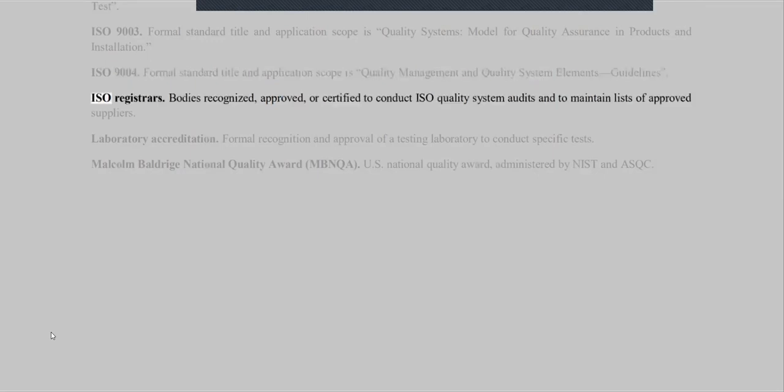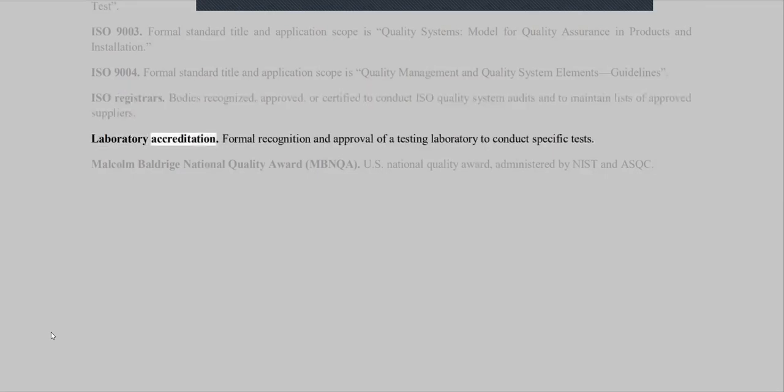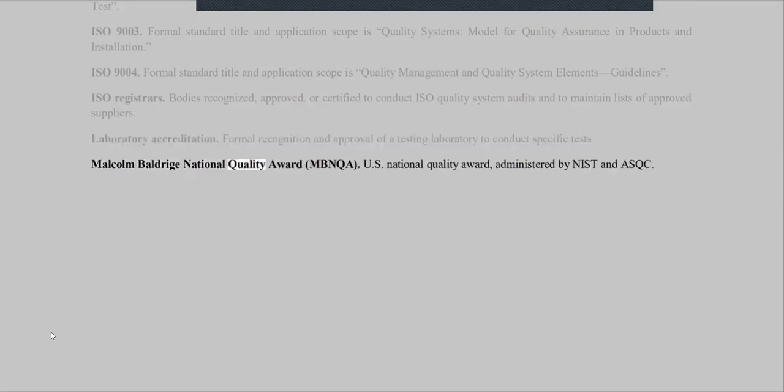ISO registrars. Bodies recognized, approved, or certified to conduct ISO quality system audits and to maintain lists of approved suppliers. Laboratory accreditation. Formal recognition and approval of a testing laboratory to conduct specific tests. Malcolm Baldrige National Quality Award, MBNQA. U.S. National Quality Award, administered by NIST and ASQC.